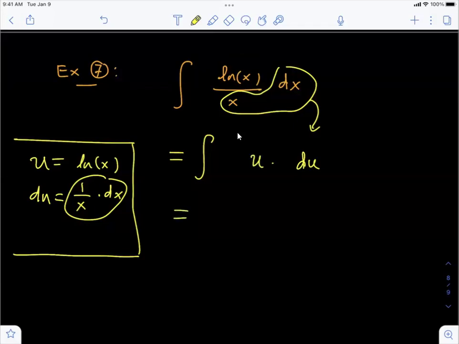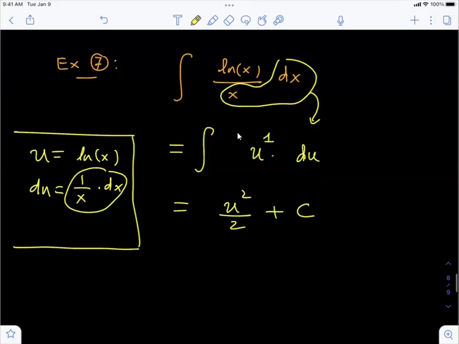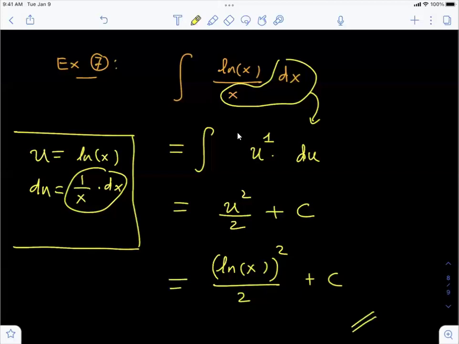The answer is very simple at this point. You need to integrate u to the 1. So just use the power rule: u squared divided by 2 plus c. And that turns out to be the square of ln x, (ln x) squared divided by 2, plus c. And that's our answer.